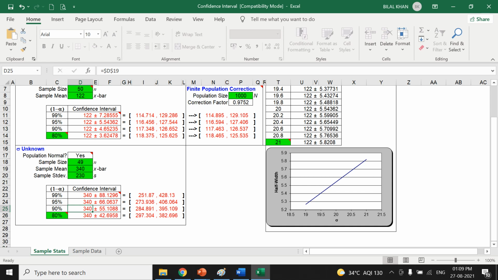So when you add and subtract to this point estimate, you get 284 and 395. This is your lower confidence limit, LCL, and this is your upper confidence limit, UCL. And so you get these two values and that's it. If somebody were to ask you for 99, you look at the top one. If somebody were to ask you for 95, you look at the second one.